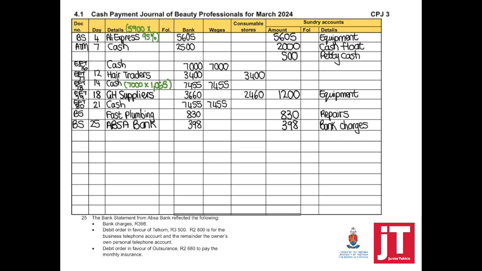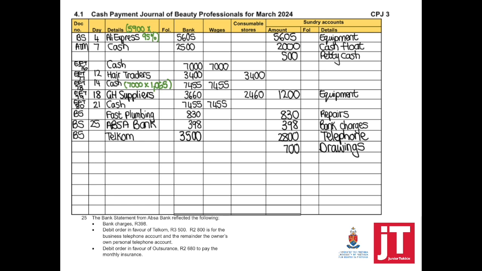On the same statement, a debit order in favor of Telkom. So bank statement, how much did we pay Telkom? 3,500, but now it says 2,800 is for the business telephone account and the remainder for the owner's personal telephone account. So of that 3,500, 2,800 is the business expense, and that's why it's shown as telephone, and the difference, personal expense, which goes into drawings. I don't care what the owner takes for personal use, it must be shown as drawings.